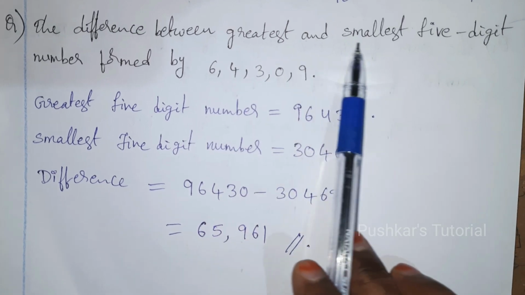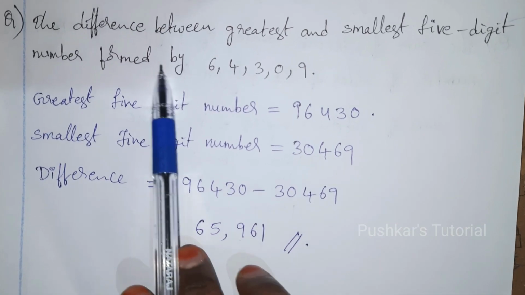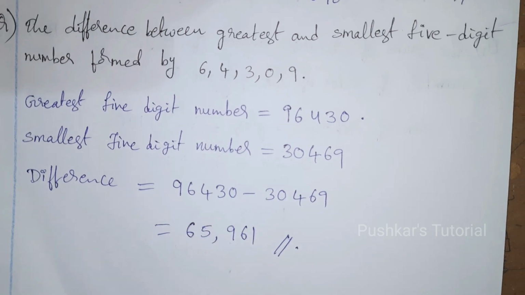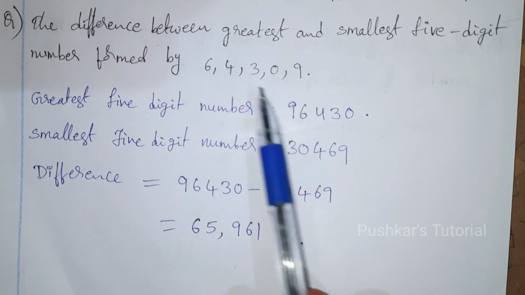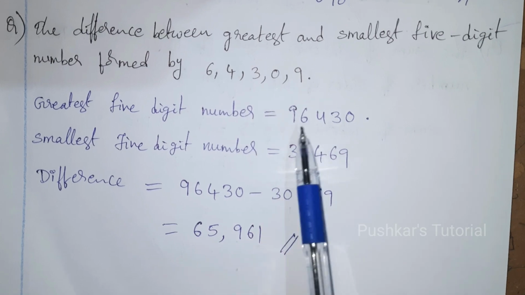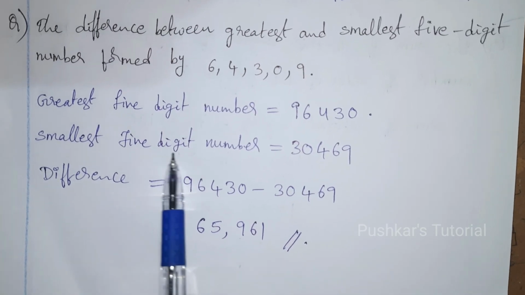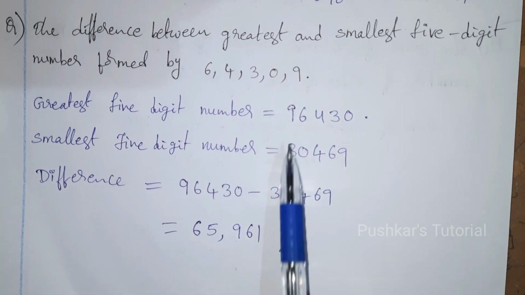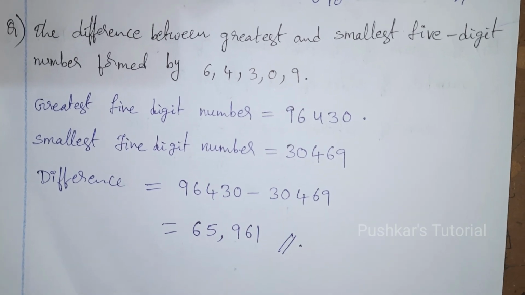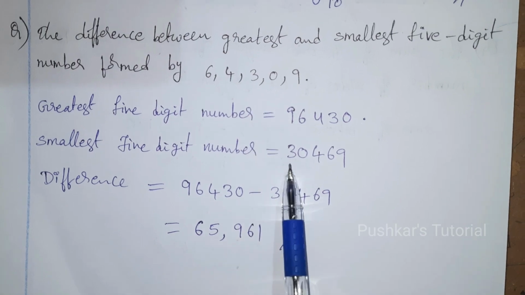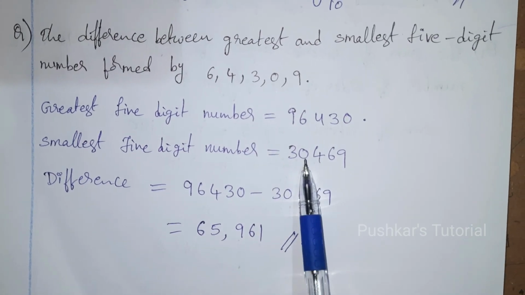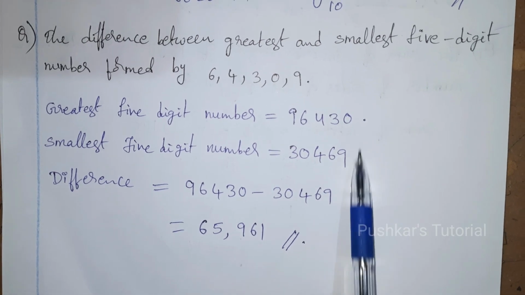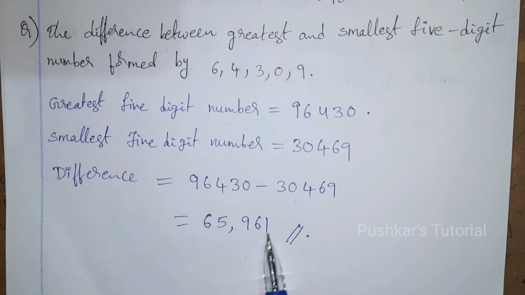The difference between the greatest and smallest 5-digit number formed by the digits 6, 4, 3, 0, 9. The greatest 5-digit number is the bigger number, 96430, in descending order. The smallest 5-digit number means smaller to bigger. If you start with 0, it becomes a 4-digit number. So you have to start with the smaller number 3, then 0, then 4, 6, 9. The difference he asked, so subtraction will give you 65,961.